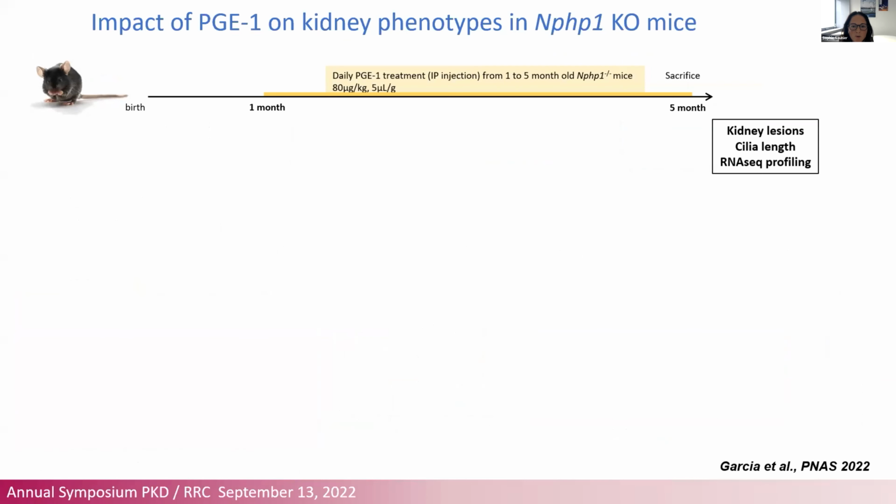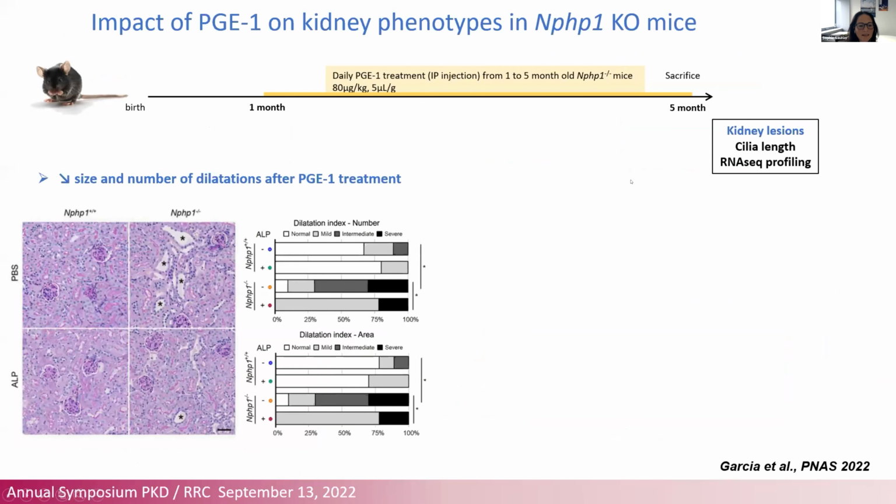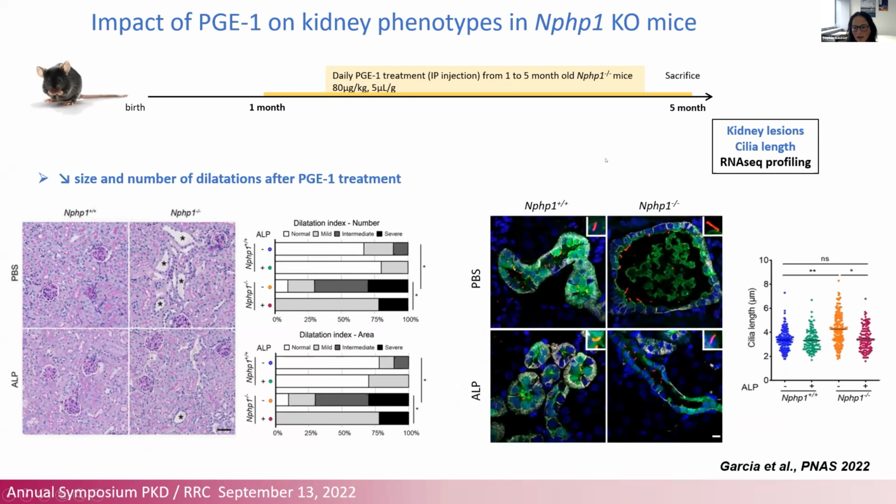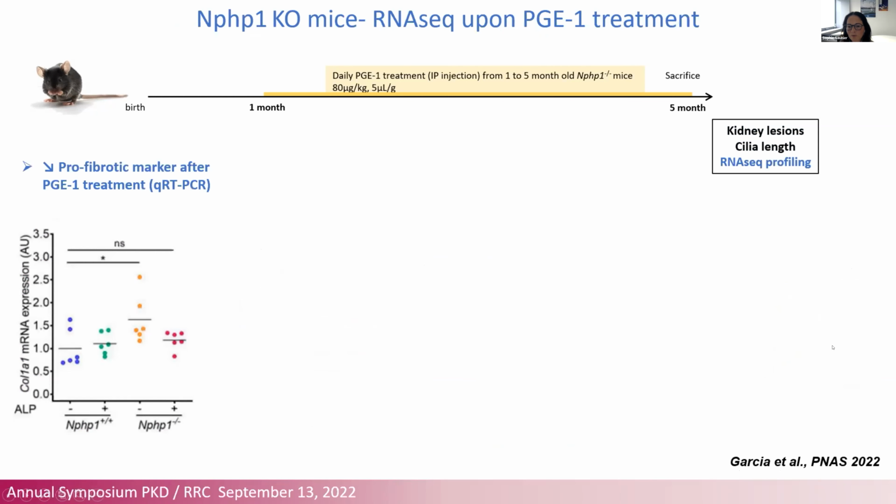So we performed intraperitoneal injection every day from 1 month to 5 months. And we analyzed the kidney lesions, and we can see very nicely that there was a reduction in the dilatation index in numbers and area after 4 months of treatment. And it was the case also for the cilia, where cilia length was increased, like in humans, in the NPHP1 tubules from mice, and they were restored to normal.